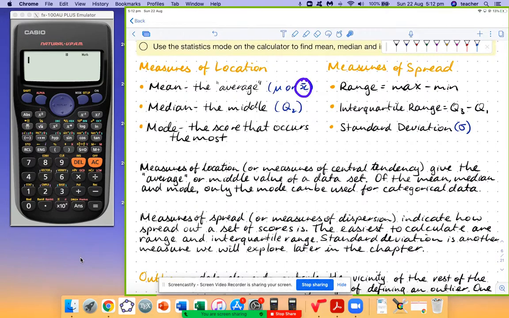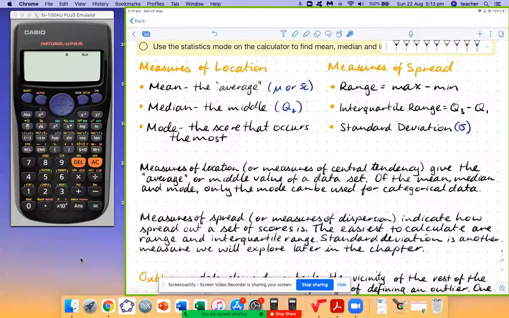Or often we'll use x with a line on top. We call that x bar. So those are the most typical symbols you'll see. You'll see mu a lot more in Year 11 and Year 12. For the time being, we usually work more with x bar. To calculate the mean, you add up all of the scores and you divide by the number of scores there are.